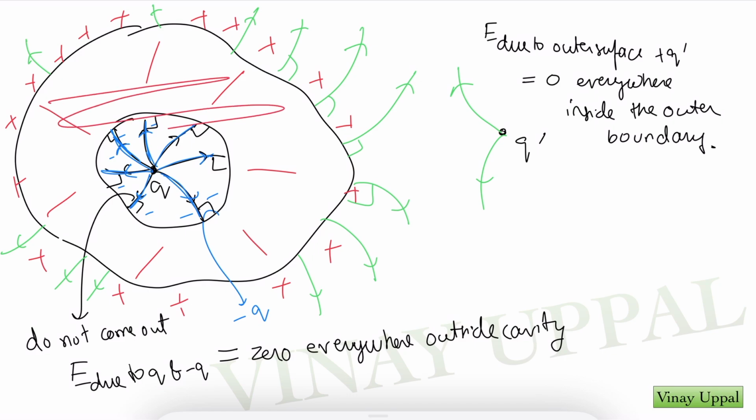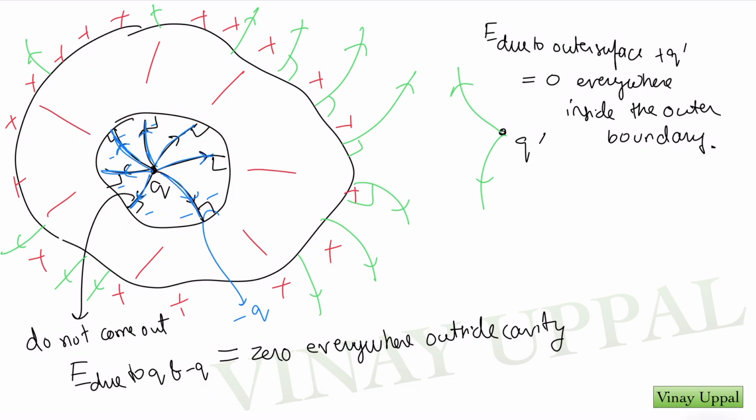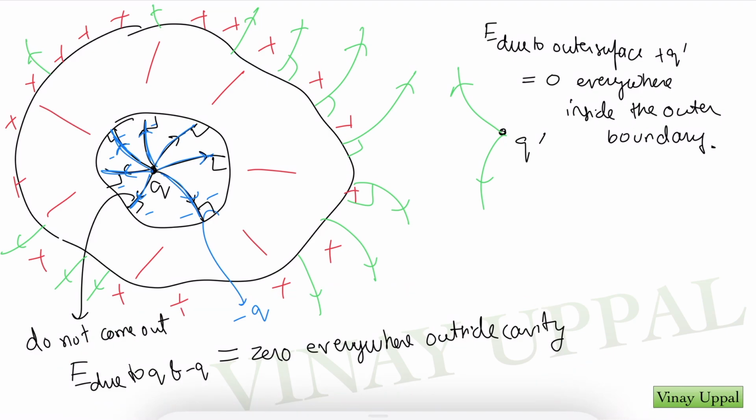So in this entire region, the field is 0 due to the outer surface and Q dash. Now let's also talk about potential. The potential due to Q and minus Q. What can we say about that? We already know that the electric field due to Q and minus Q is 0 everywhere outside the cavity.